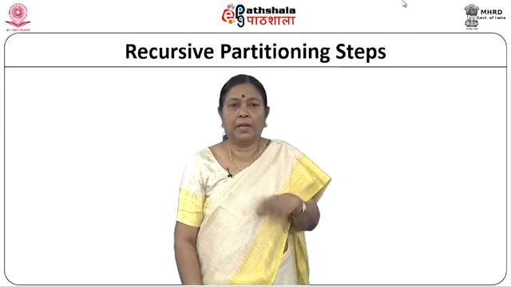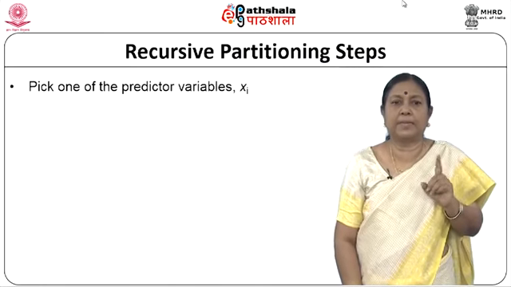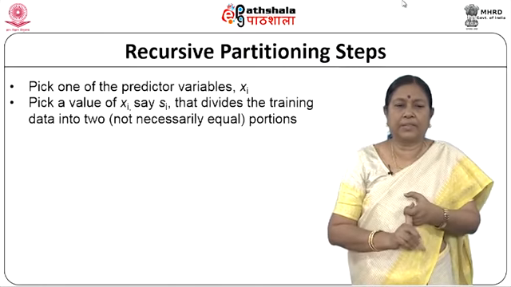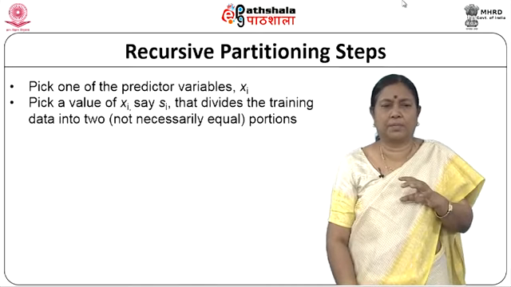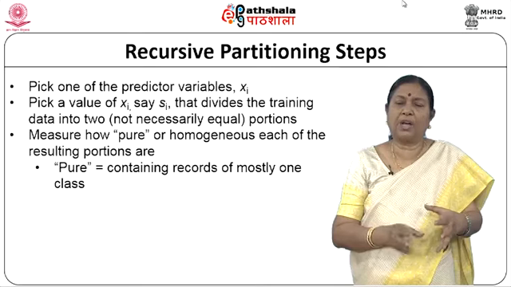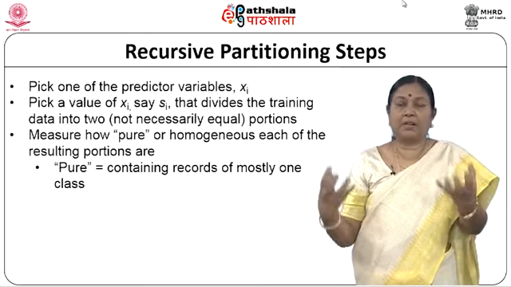So, at each and every point it is less than t1, greater than t1, like that we will do. Okay. So, the steps of recursive partitioning: pick one of the predictor variables x1, pick a value of x1, say s1, that divides the training set into 2, not necessarily equal portions. Measure how pure or homogeneous each of the resulting portions are. That is, you have 2 subsets, you find out how pure each is.